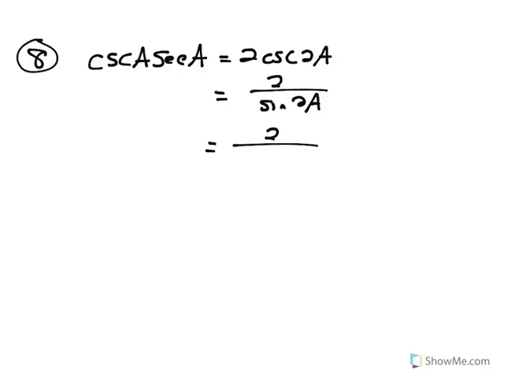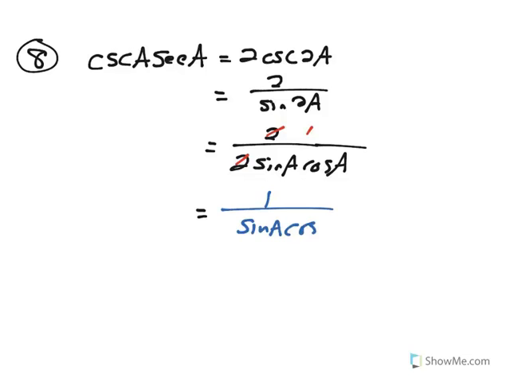Sine of 2a is a double angle identity. It's 2 sine of a cosine of a. Since we're multiplying the numerator and denominator by 2, those cancel, which gives you 1 over that denominator: 1 divided by sine of a cosine of a. If I don't want that to be a fraction, that becomes cosecant of a times secant of a, because those are the reciprocals of sine and cosine. That's what the left side was all along, so we're finished.